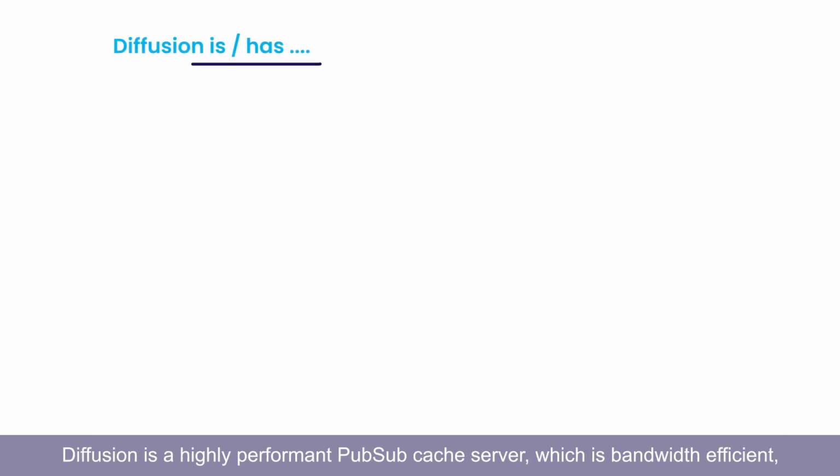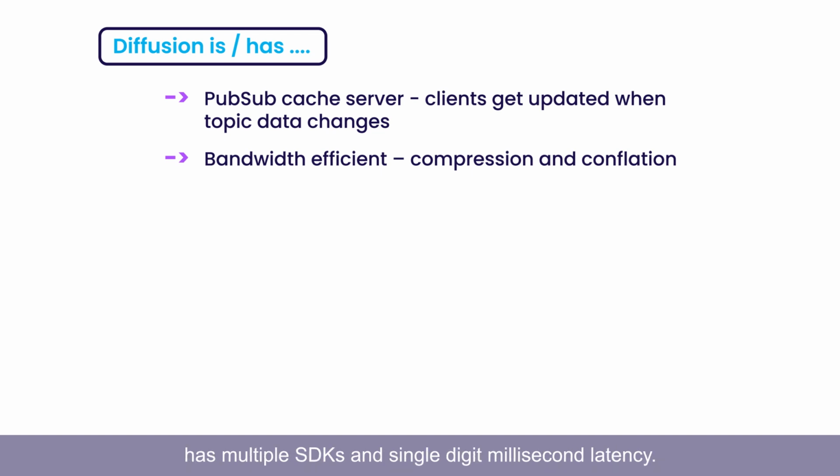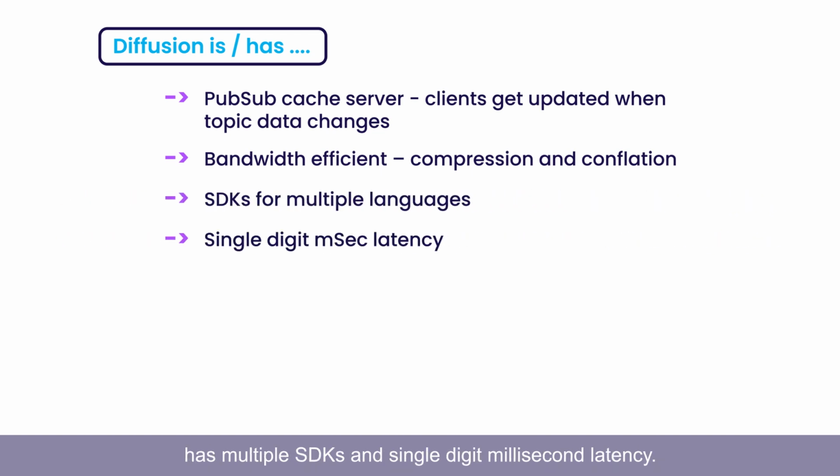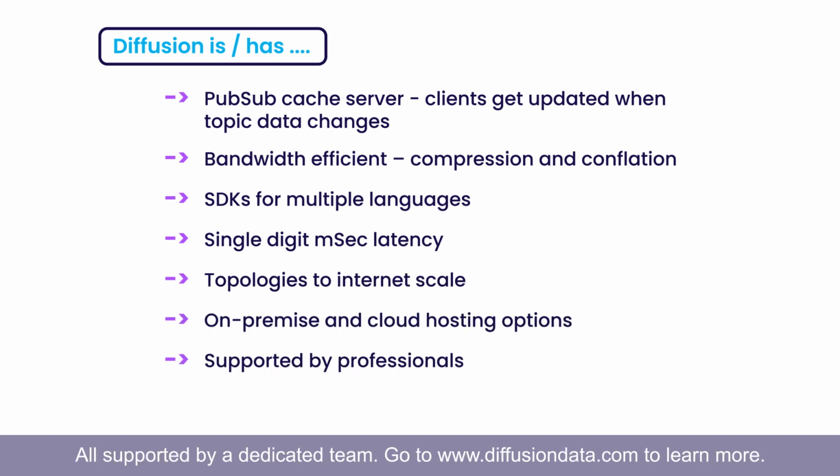Diffusion is a highly performant pub/sub cache server, which is bandwidth efficient, has multiple SDKs and single-digit millisecond latency, topologies to internet scale and many hosting options, all supported by a dedicated team.